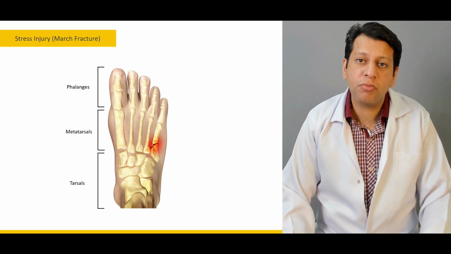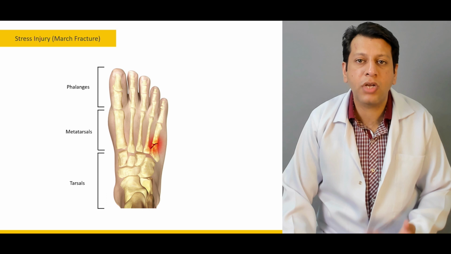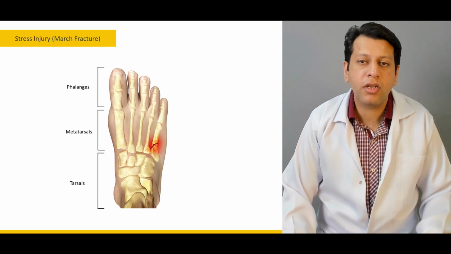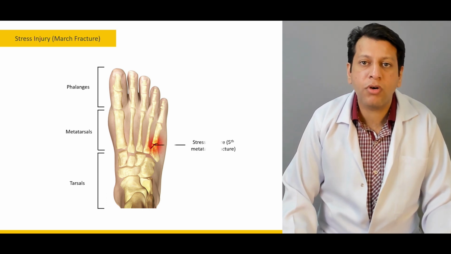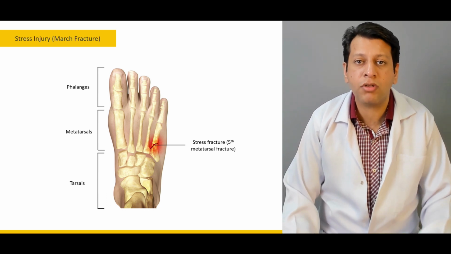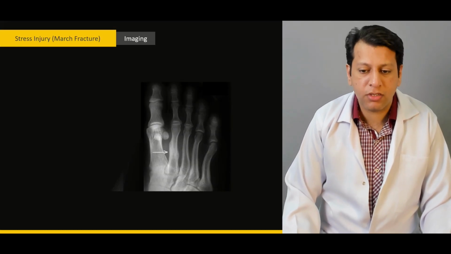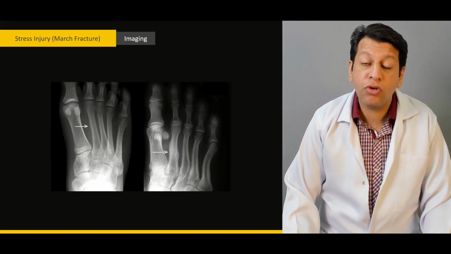And why is it common? Because it commonly occurs in army recruits, that's why it's called march fracture, but it can also occur in athletes as well, especially those athletes who run a marathon. Usually this results in stress fractures. Coming to the imaging, the image may be completely normal.